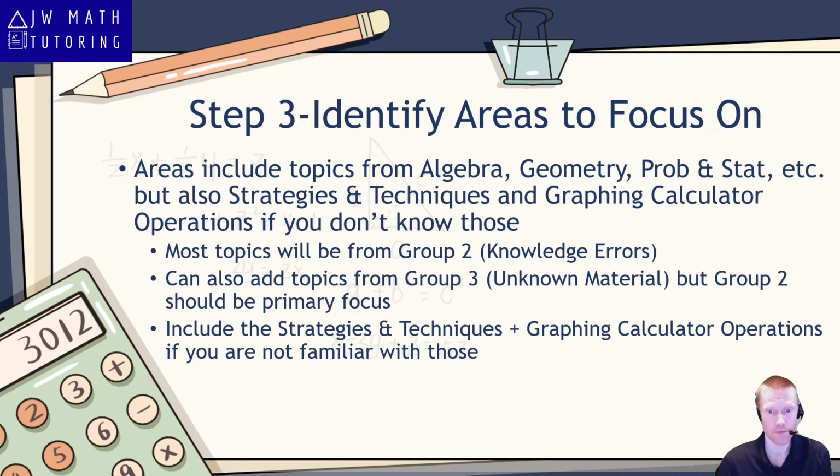And as I mentioned, I'm just going to stress it one more time. If you don't know the strategies and techniques, like back solving, picking numbers, they also have different names. Plugging in the answers is another way that back solving is called. Choosing numbers is just a different way of saying picking numbers. And the graphing calculator operations. Make sure you familiarize yourself with those because there are anywhere from 15 to 25 questions on each test that you can solve using those techniques, or using the graphing calculator.